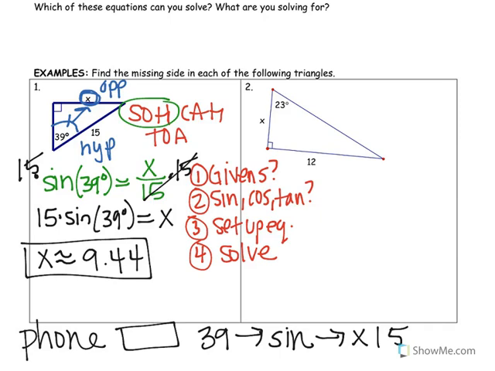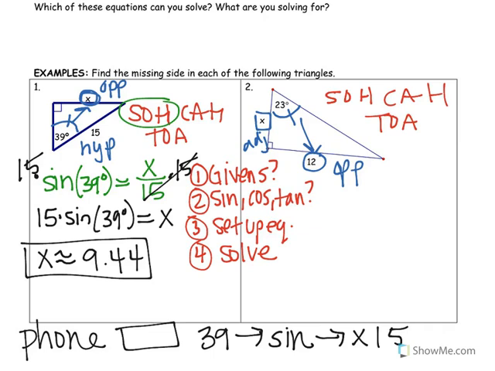Let's do example number 2. Step 1 is identify the givens. I'm given the angle is 23. I'm given the opposite side, and I'm looking for the adjacent side. Let's think about SOHCAHTOA. Which trig ratio, sine, cosine, or tangent, relates the opposite and the adjacent sides? That's tangent. So I'm going to use the tangent ratio and set up an equation. Tangent of 23 degrees equals opposite, which is 12, over adjacent, which is x.